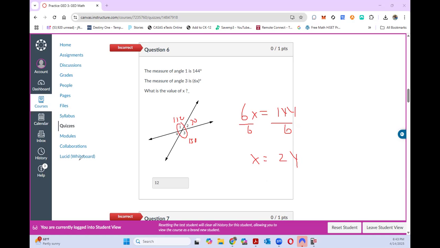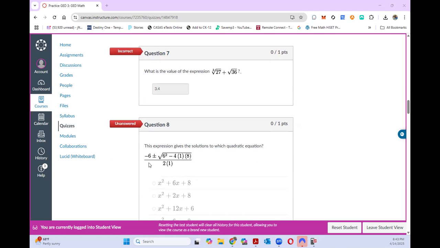But check this out. You should have just tried 6x equals 144. It ain't nothing else they give you. I didn't know how to do that. That's cool. I understand that, but again, I did not know how to do that. Now this one, you should just use the calculator.